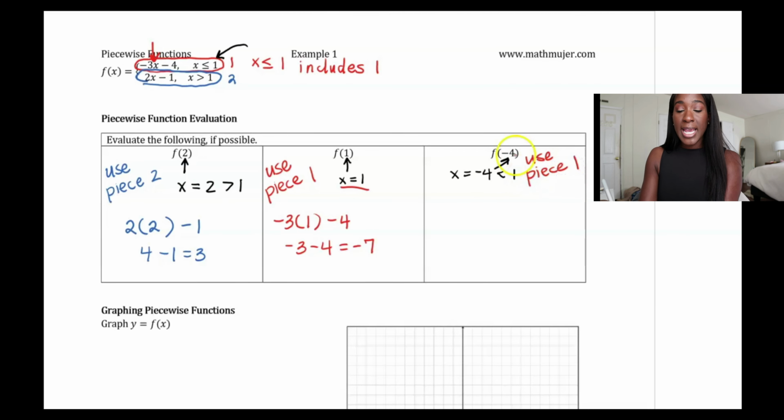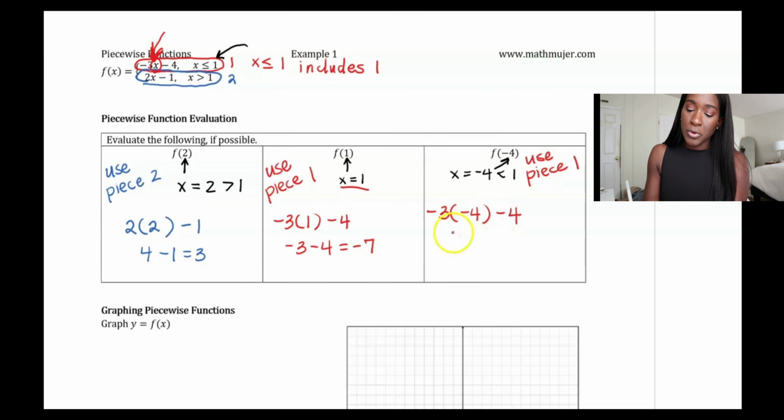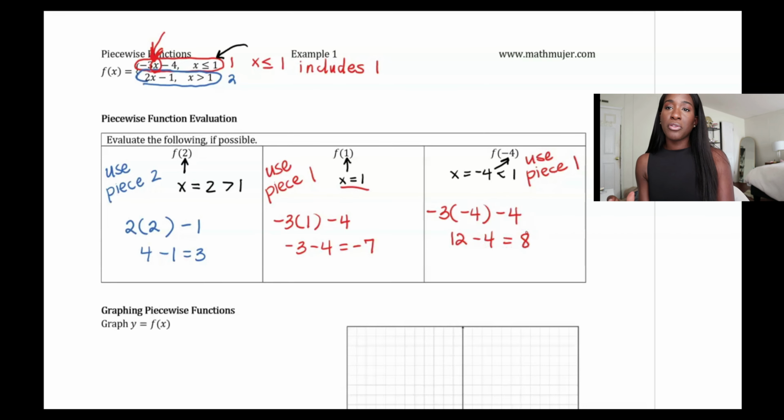So I'm going to take that x value of negative 4 and I'm going to plug it into the x from piece 1. So it is now negative 3 times negative 4 minus 4, which gives us a positive 12 minus 4, which is 8. So we have our three answers for those.